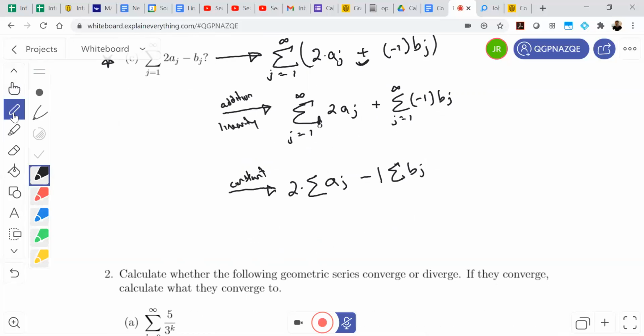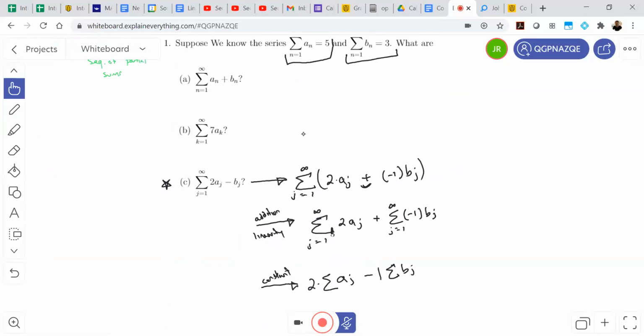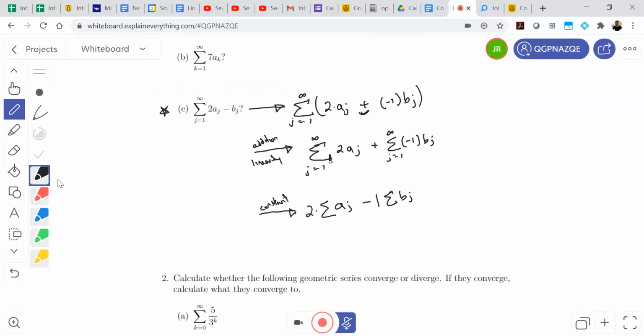Finally, I can use the facts that we were given from the beginning. The series for all the A's was equal to 5, and the series for all the B's was equal to 3. So I can use those facts from above. This one was equal to 5. This one was equal to 3. It was just given to us in the problem. That's the only way we really know this. But by using information from the problem, this becomes 2 times 5 minus 1 times 3. So we get that this new total series is equal to 7.